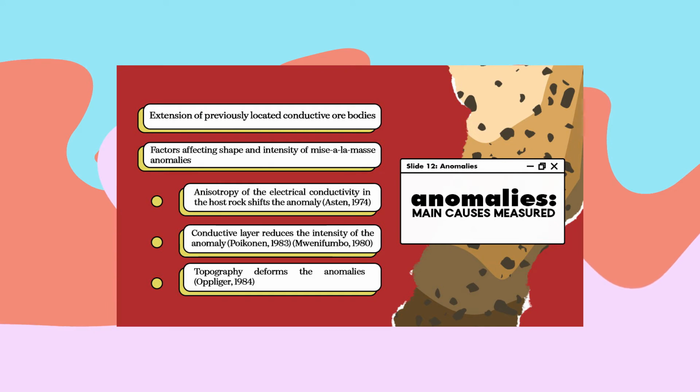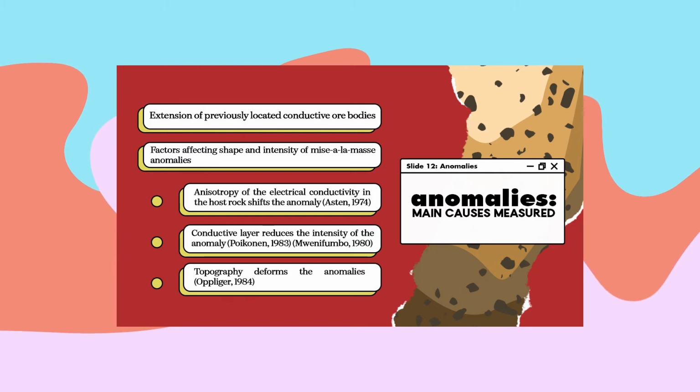Moving on to the main causes of the anomalies measured in the Mise-A-La-Masse method, it has been stated that most of the anomalies are found from the extension of the already located conductive ore bodies. So, as the main ore is detected, the next ore bodies that would be located are basically connected to the previously located ore body. Additionally, it has been proved through various studies that the shape and intensity of the anomalies measured in the Mise-A-La-Masse method are affected by numerous factors. To name a few, the anisotropy of the electrical conductivity, conductive layer, and topography affect the anomaly measured.